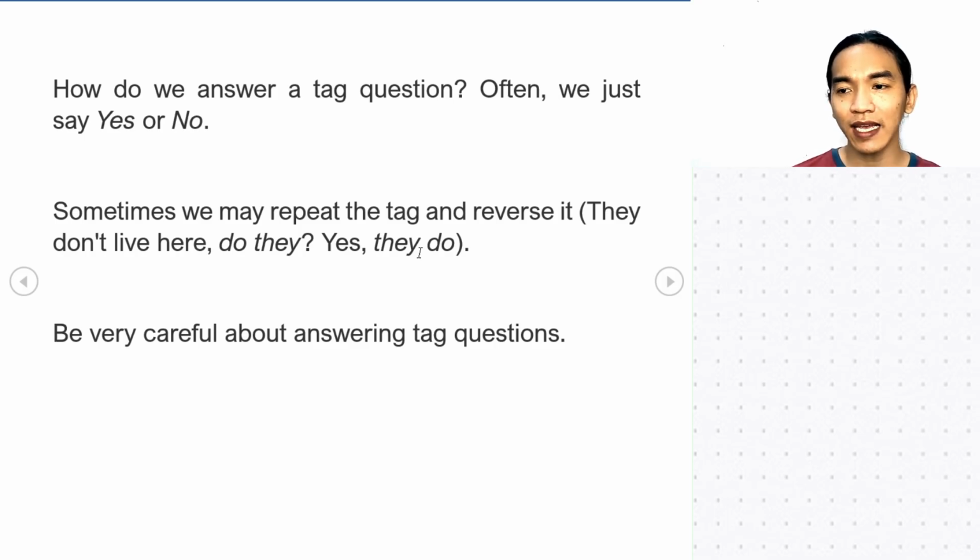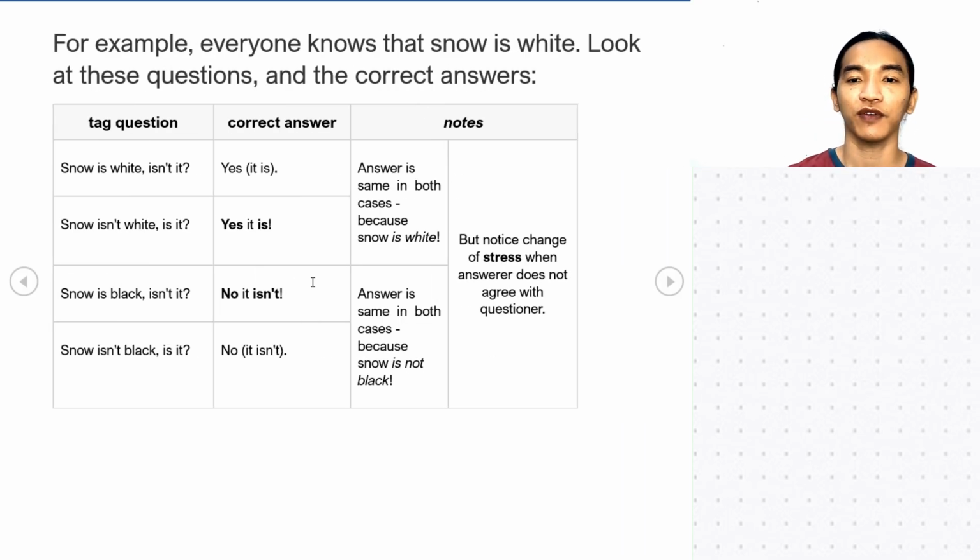In this case, you just have to remember to look at the tag. That's why the answer to do they? is: yes, they live here, or no, they don't live here. That's just how we answer that. We have to be very careful about asking tag questions. Why is that so? For example, everyone knows that snow is white. Let's take a look at these questions and the correct answers.